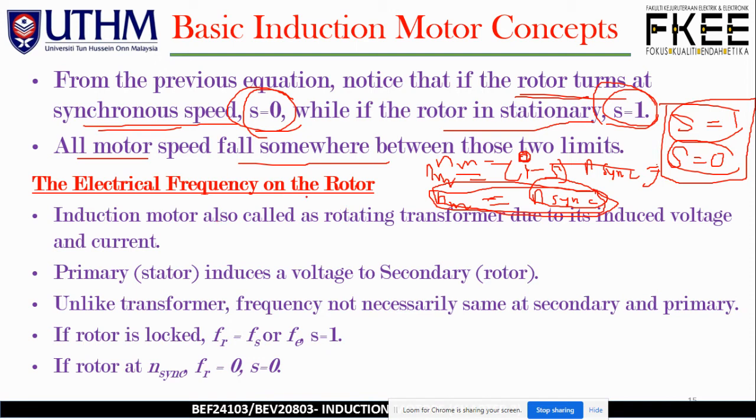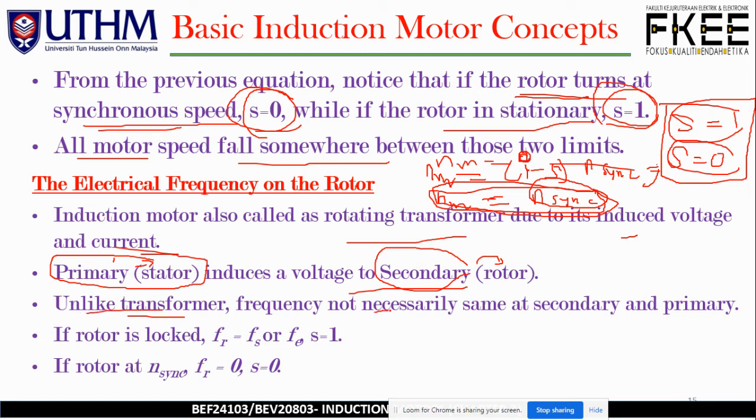Now, the electrical frequency on the rotor. The induction motor is also called a rotating transformer, due to its induced voltage and current. The primary, or stator, induces a voltage in the secondary, or rotor. Back to this point: the primary of the transformer refers to the stator of the motor, and the secondary of the transformer refers to the rotor of the motor.